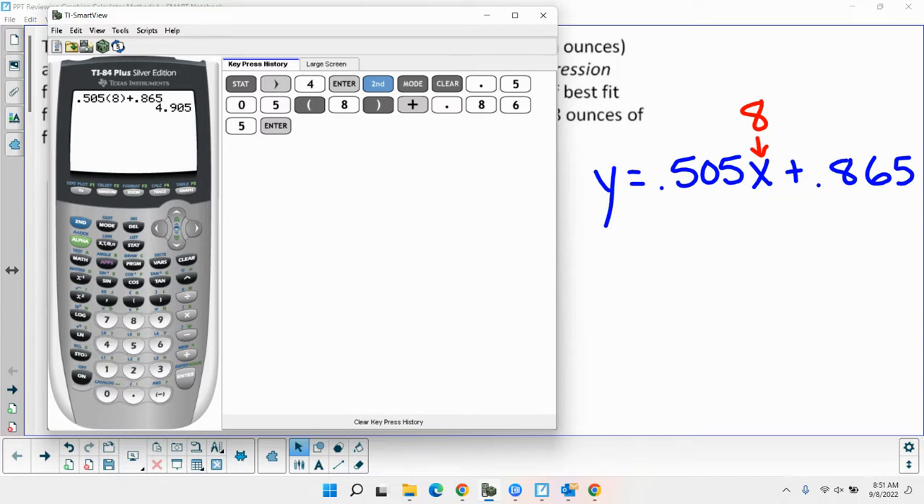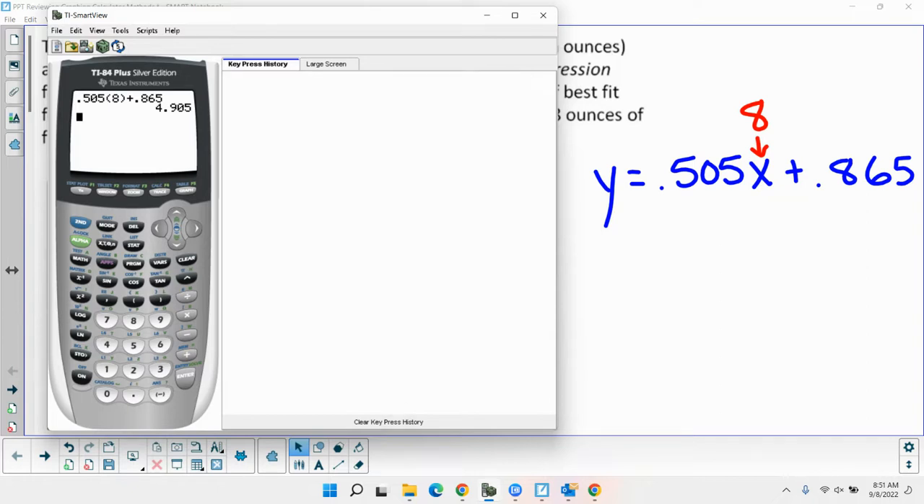Or the other way you could do that, you could hit second trace, which is our calculate menu. And we're doing number 1, the value. We're going to put a value in for x. So it's going to ask you... I don't know why that went in there, because that's not the right one. So I got to clear that out. It might not do it because I don't have the line in there. All right, so let me go back.